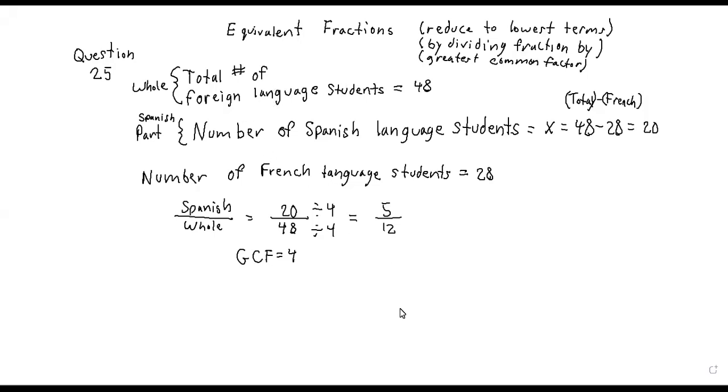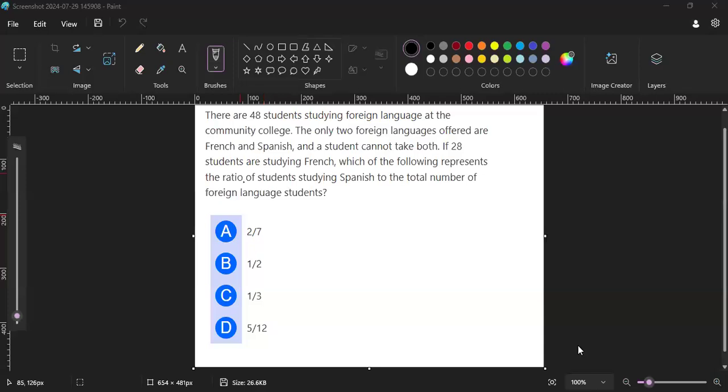So let's go to the question and read it first. The question states, there are 48 students studying foreign language at the community college. The only two foreign languages offered are French and Spanish, and a student cannot take both. If 28 students are studying French, which of the following represents the ratio of students studying Spanish to the total number of foreign language students?